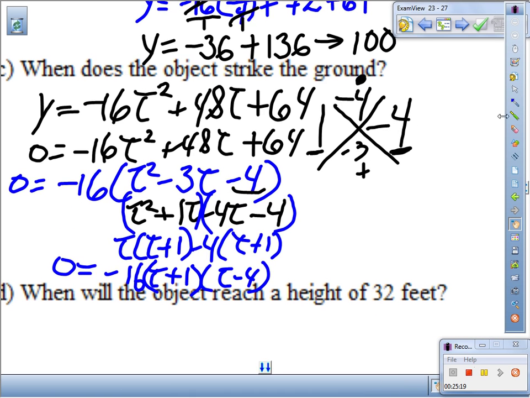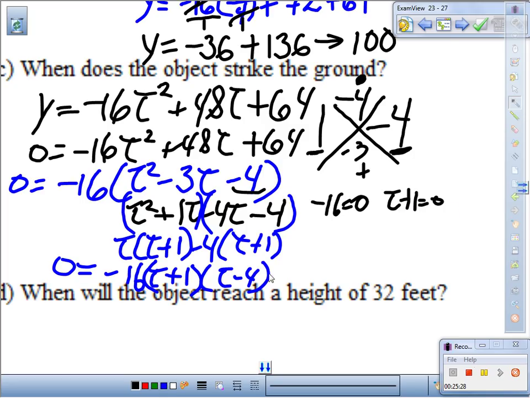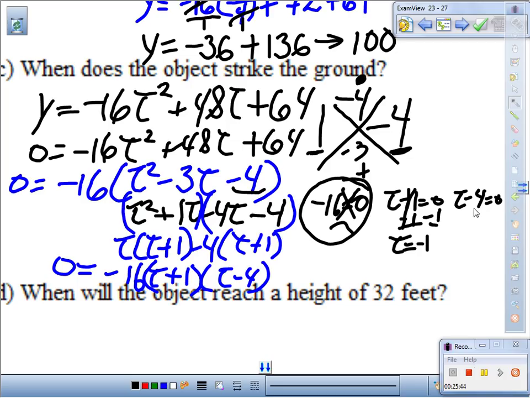Are we done? No. You done with ZPP? Yeah, you know me. So I write negative 16 equal to 0, which is our first factor. And then t plus 1 equal to 0. And then t minus 4 equal to 0. Is this correct? No. No such thing. So we got rid of our BFF. So here we get t equals negative 1, and t equals 4. Are we going to use these two answers? No. Tell your neighbor, why not?